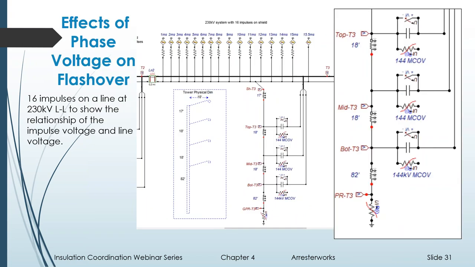Okay, the next variable that becomes really important here is what point on the phase voltage you actually strike. We talked about this two chapters ago, and I showed that in a substation, the most important voltage would be the voltage from line to ground on the transformer, and transformers are usually pretty solidly grounded.